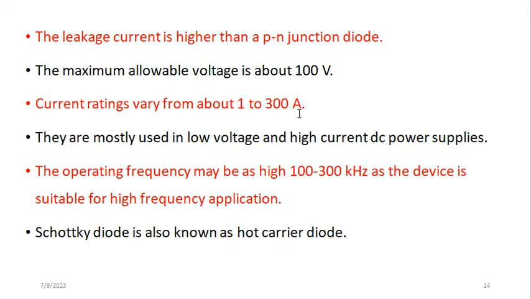maximum is 300 amperes. And the Schottky diodes are mostly used in low voltage applications, because we can see it's limited to only 100 volts. And of course, they can be used in high current applications because they can conduct up to 300 amperes. And their frequency of operation is very high, from 100 kilohertz up to 300 kilohertz, and that is why it is very fast. And this Schottky diode has another name. It is called the hot carrier diode.